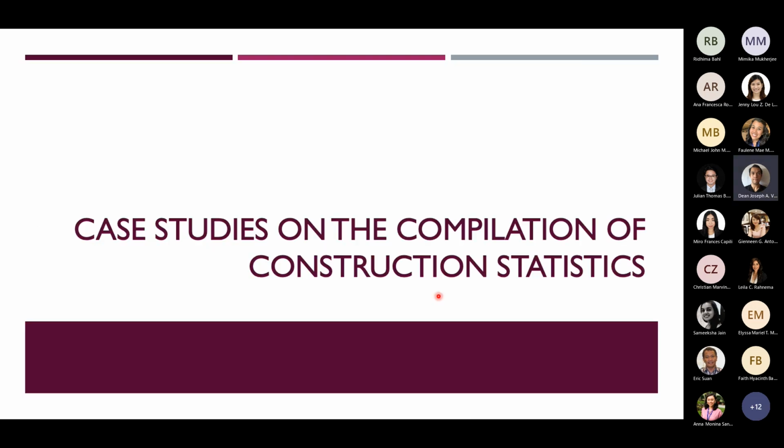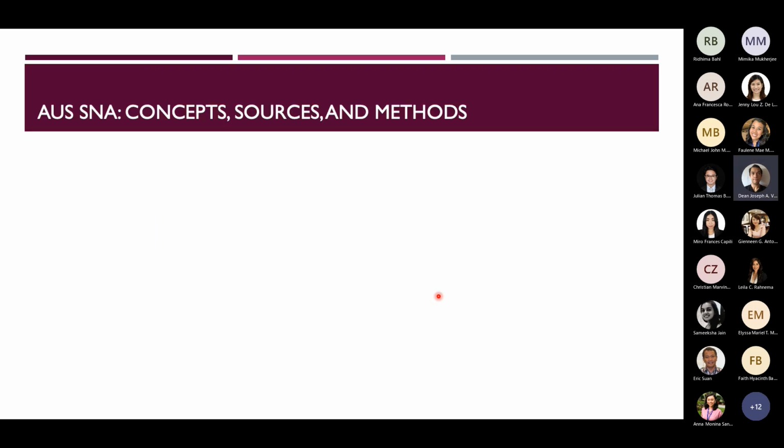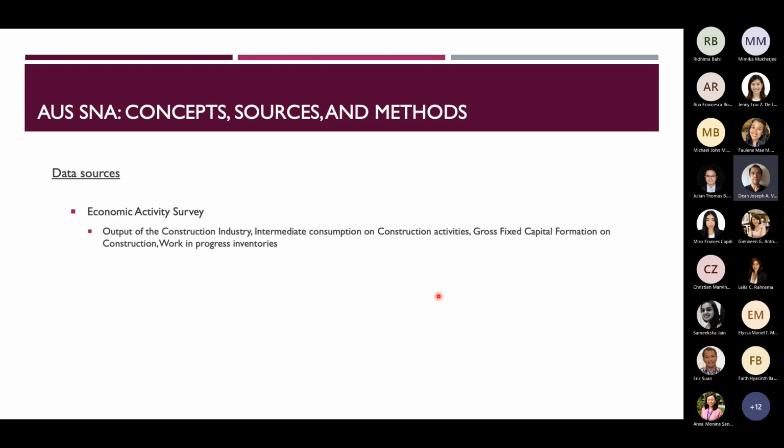Now, let's go to the case studies on the compilation of construction statistics. We narrowed this down to SNA compilation, and we narrowed it down to two countries. So for the Australian system of national accounts, they're sourcing their data from the economic activity survey. So it's a counterpart of enterprise surveys of other reporting economies. The information that you're getting from the economic activity survey are the output of the construction industry, the intermediate consumption on construction activities, as Sanisha mentioned, that when it's a minor repair, you can also get information on that, the gross fixed capital formation on construction, and work in progress inventories.